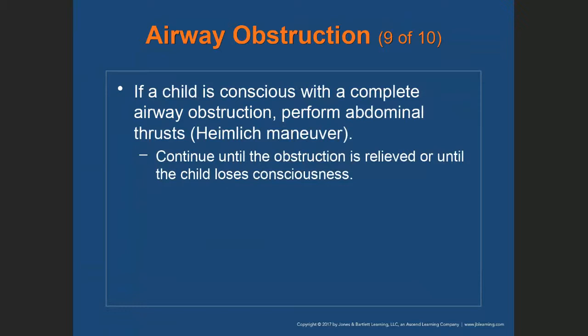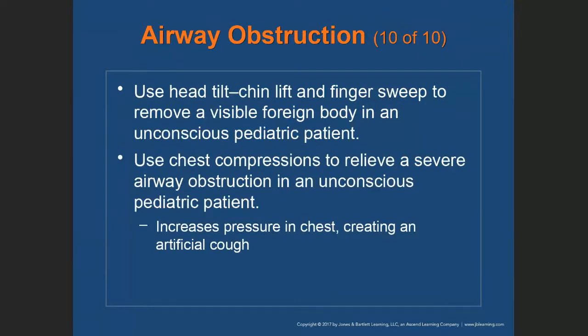If a child is conscious with complete airway obstruction, perform abdominal thrusts. Continue until the obstruction is relieved or until the child loses consciousness. Use head tilt chin lift and finger sweep to remove a visible foreign body in an unconscious pediatric patient. Use chest compressions to relieve a severe airway obstruction in an unconscious pediatric patient. Increased pressure in the chest creates an artificial cough.